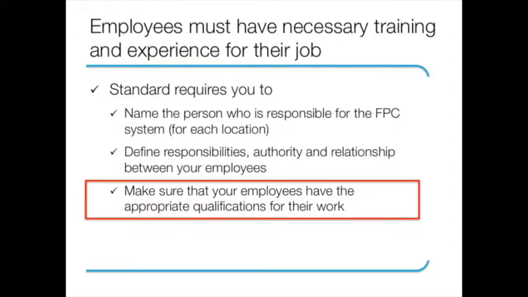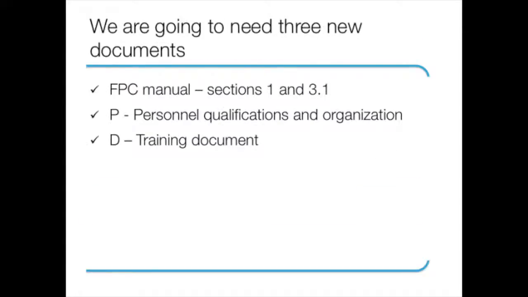In this particular standard, there are no minimum qualification requirements for your employees, so it's up to you how you want to declare the employee qualifications. To meet these requirements, you're going to need the following documents. First, the FPC Manual Sections 1 and 3.1, 2, Personnel Qualifications and Organization, and 3, the Training Document.